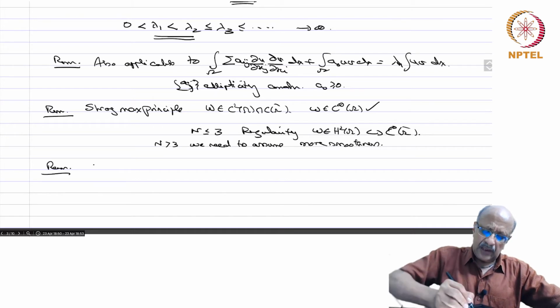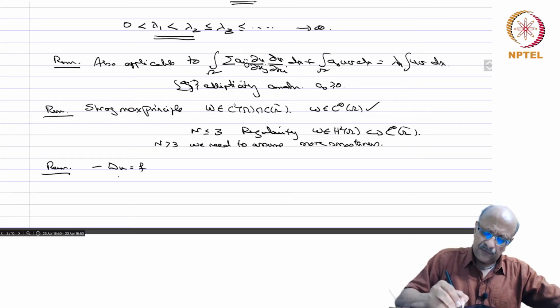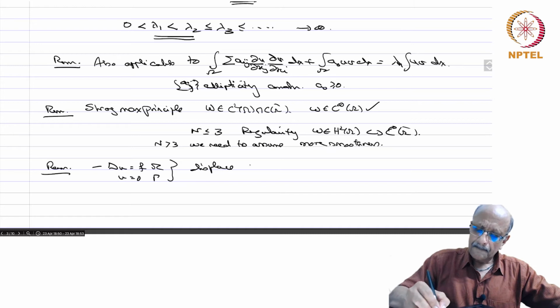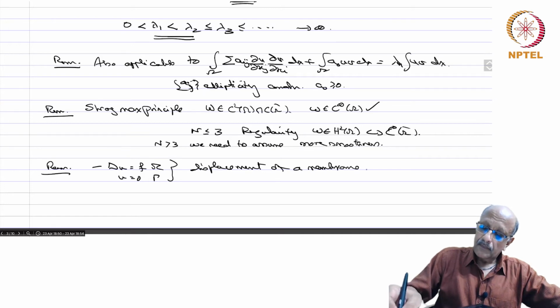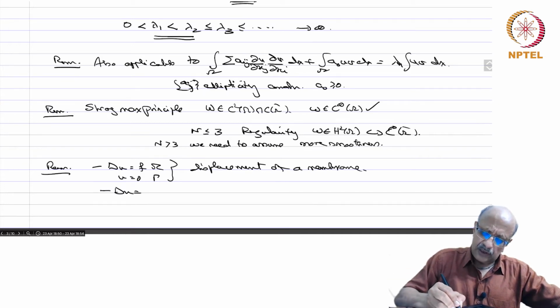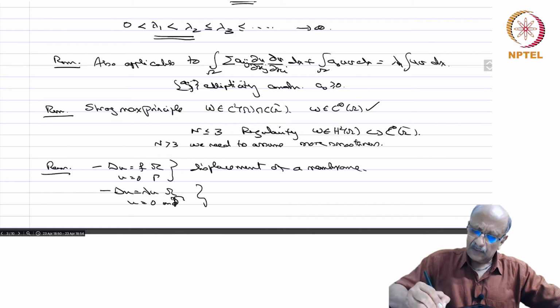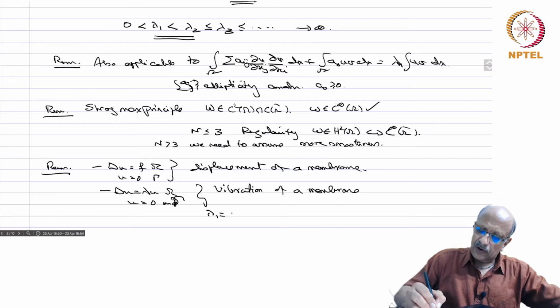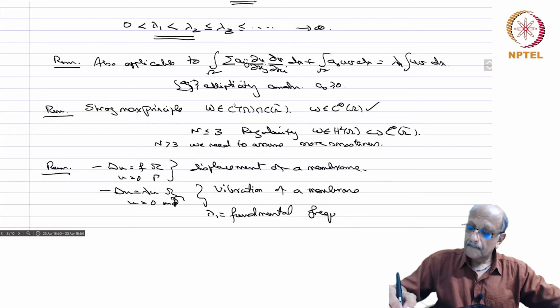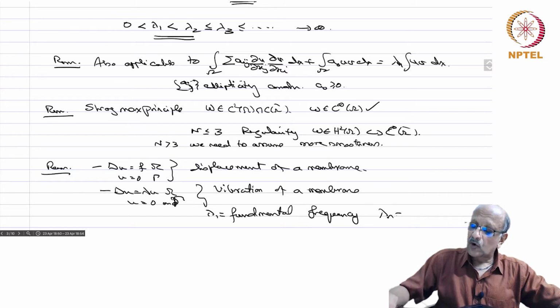Remark. So we said that if you have minus Laplacian u equal to f and u equal to 0 on the boundary, then this is the displacement of a membrane. So if you have minus Laplacian u equals lambda u in omega, u equal to 0 on the boundary of omega, then this is nothing but vibration of a membrane. So lambda 1 is called the fundamental frequency, and lambda n are called the overtones.